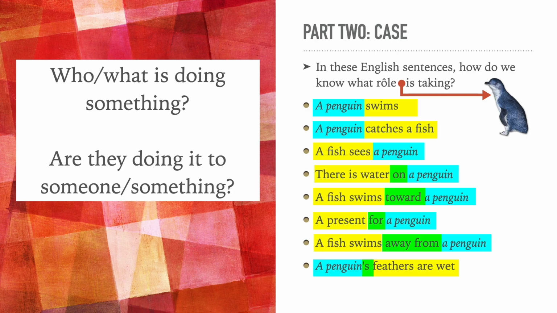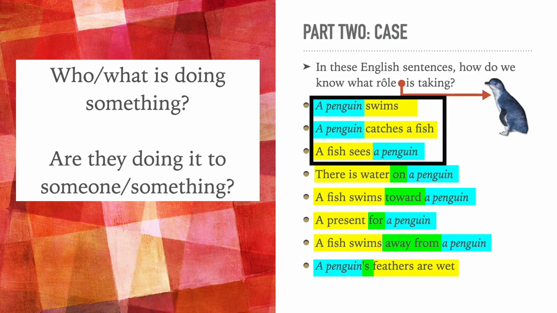And we can also see that in these sentences, they are grouped roughly by the sequence, the order of the sentence. In the first two, we can see that a penguin is the one doing something because a penguin comes first, before the verb, and also before a fish. In the third example, however, we see a fish comes first, then the verb, then a penguin. And that to us is indicating who is doing what.